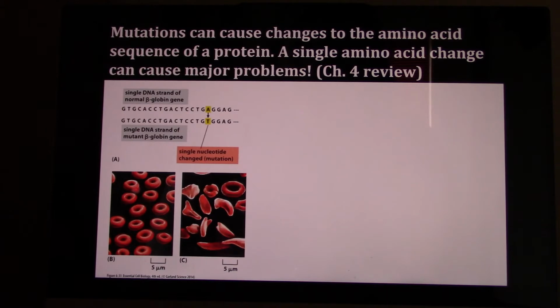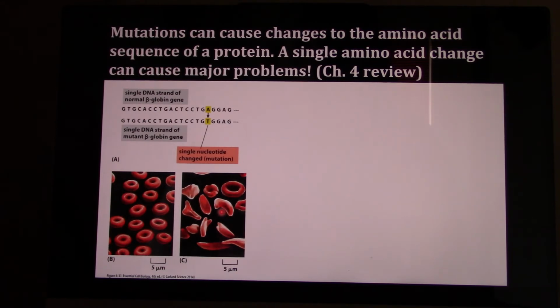And this shape is very important. It fits well through very narrow blood vessels, such as your capillaries. It's flexible so that it can get through. However, this single nucleotide change, which causes an amino acid change, which I'm about to show you, really drastically changes the phenotype of the red blood cells, and you can see that they are sickled.